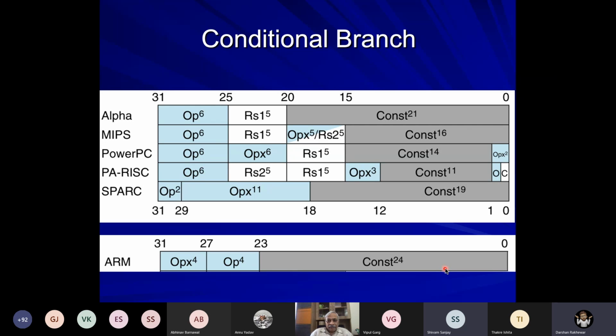Conditional branch. So in ARM, this is the condition part, the opcode part 4 bits, and then the remaining 24 bits are branch offset. Okay. Here you can see a lot of variation. Some processors specify 21 bit, 16 bit, 14 bit, 11, 19. So a lot of variation is there.